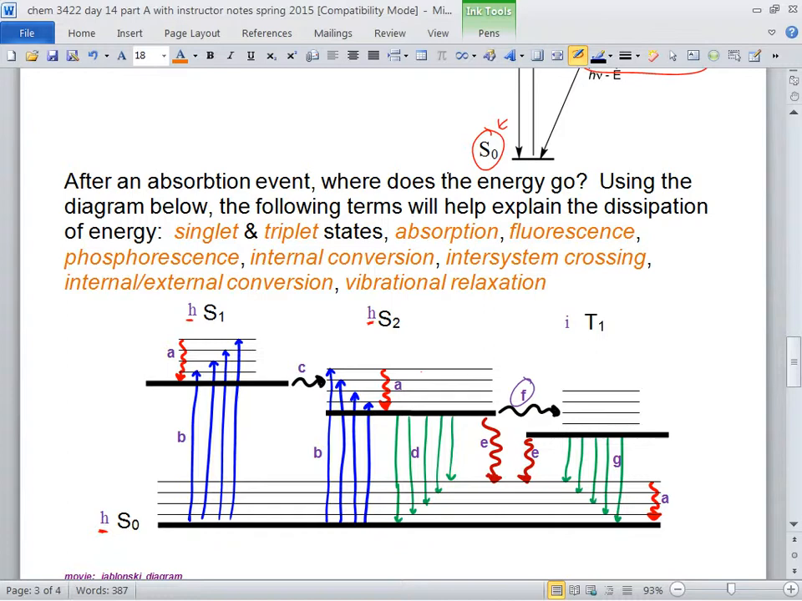A. Yeah, vibrational relaxation. Is that emitting light? No. What's supposed to be going on with vibrational relaxation? Going back to the ground state. Is this decreasing or increasing in amplitude? What I mean is, when it's going down, A is vibrational relaxation.